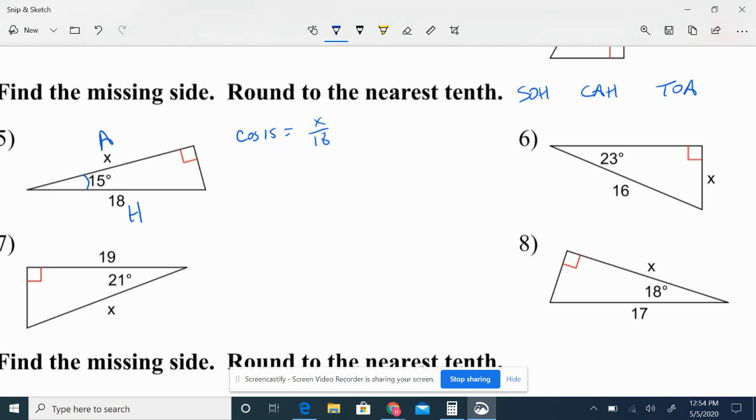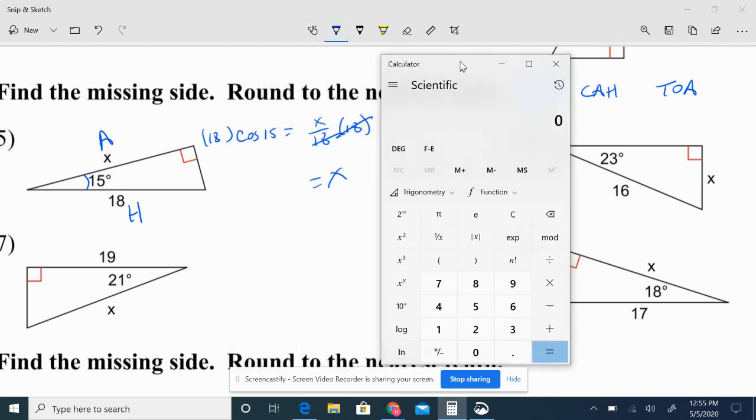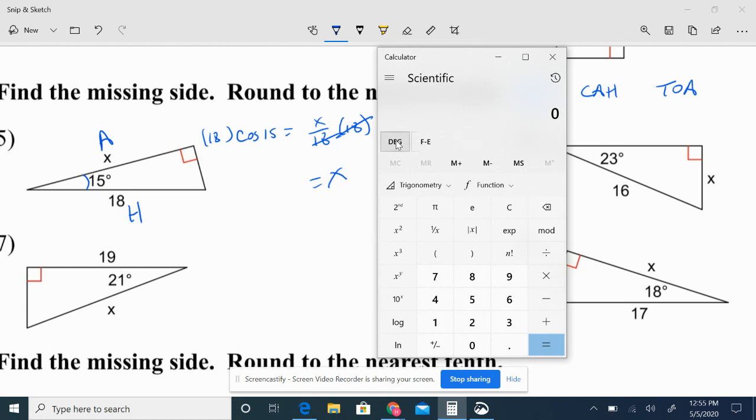Because the x is on top, let me multiply both sides by 18. Now 18 times cosine of 15, grab my calculator. Make sure you guys are on degrees. Notice how I have degrees. You could be under radians, you could be under gradients, could be different things. So make sure you guys are under degrees. Your screen should show degrees. Sometimes it only shows a D for degrees.